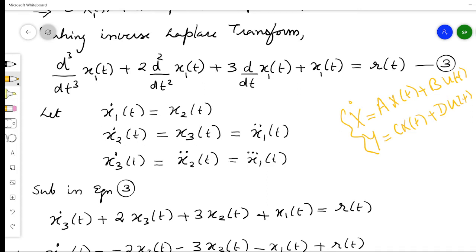And x2 dot t, here you can see, is the derivative of the previous one, that is x1 dot t. So x2 dot t is nothing but the derivative of the previous variable, that is x1 double dot t. So you can even write it as x1 double dot t. And x3 dot t is nothing but the derivative of the previous variable, so x2 double dot t. So when you take the double dot, you will be getting x1 triple dot t, right? So we got all those derivatives x1, x2, x3 dot.